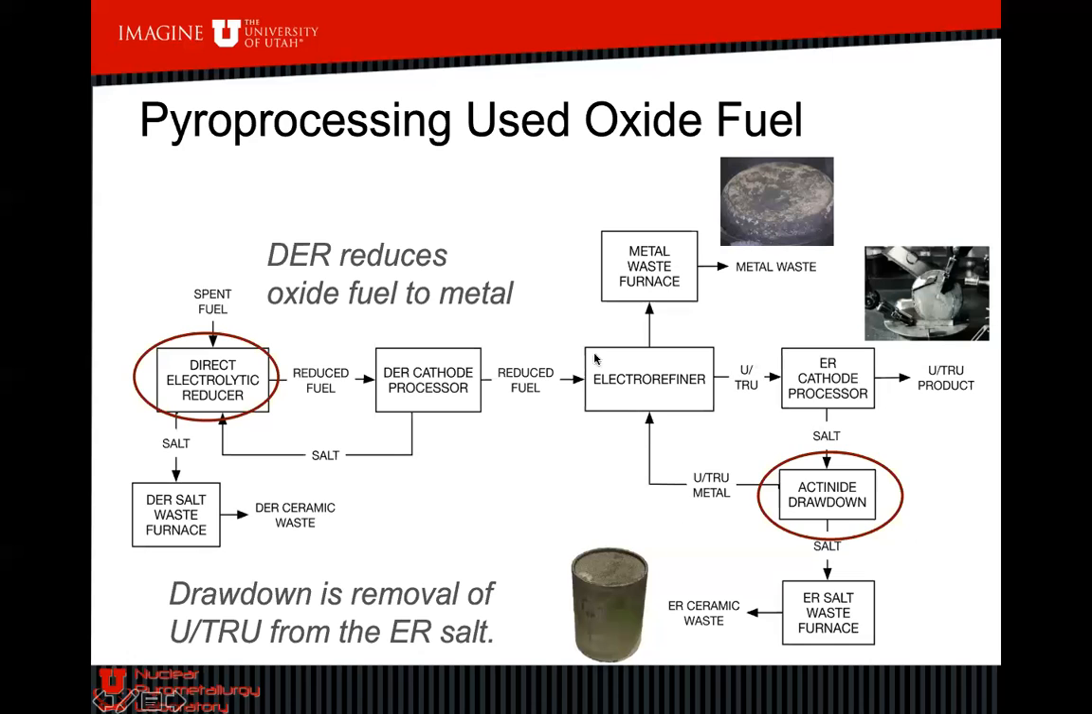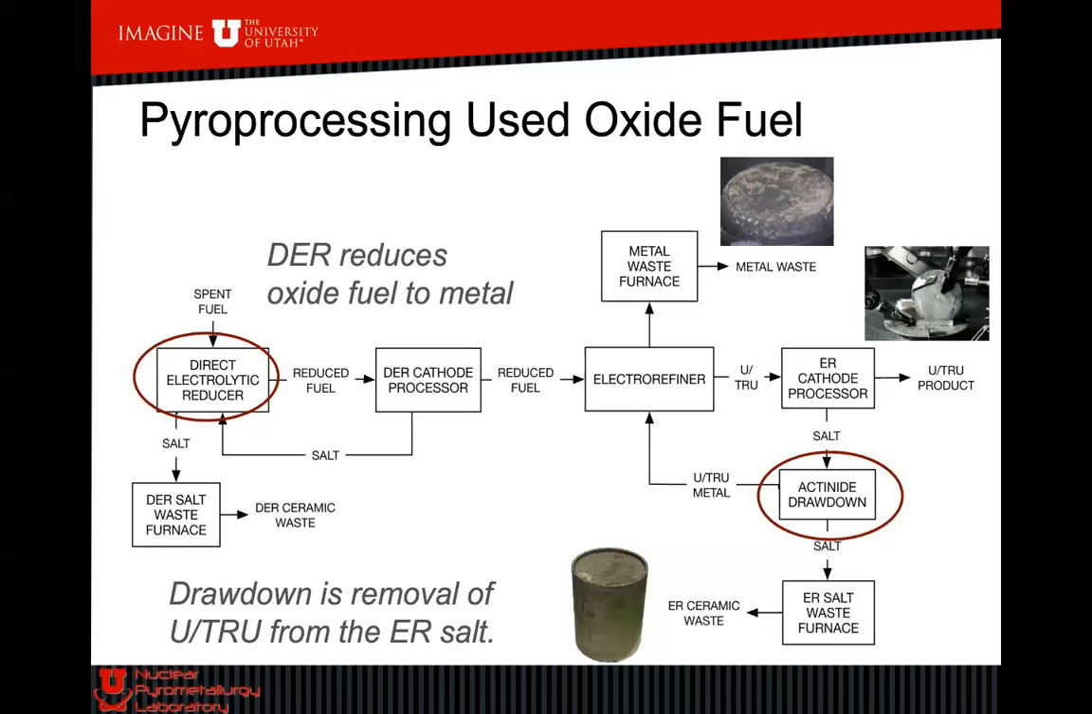Now, there are some side processes in this. You've got some waste, like some metals that you're not going to use. You're going to cast those into a metal, and then you're going to send them to a repository. You're going to take salt out, and you're going to take salt to, so here's one ceramic waste here. There's another ceramic waste here. Ceramics, we basically take salts that are contaminated with radioactive materials, and we put them in waste forms.